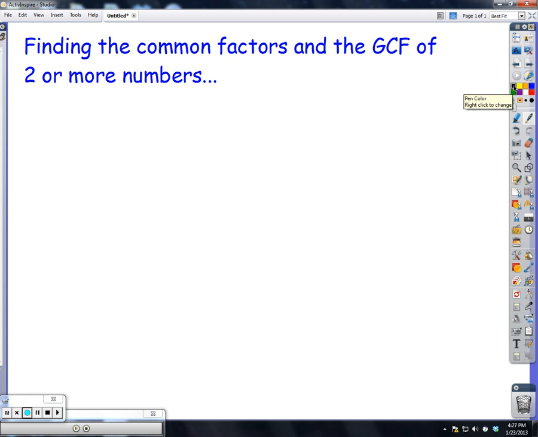Let's try to find the common factors for 17 and 21. Okay, so rainbow pattern for 17. 1 times 17 is 17. Now, I could keep going and keep on finding factors until I repeat factors. However, I already know that 17 is a prime number. Prime numbers have exactly 2 factors, 1 and itself. So I know that on this rainbow pattern, I'm finished.